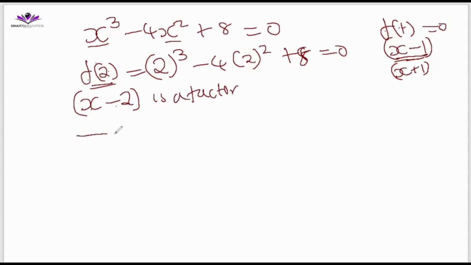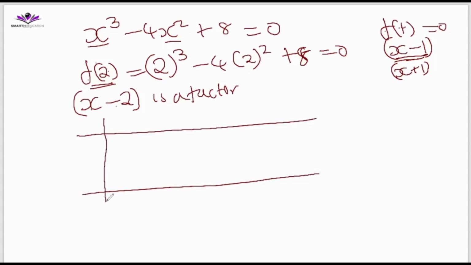Do the same thing. Draw your table like this, then draw your line like this. Then the value that gave you 0 is 2. You write it there, and then we must have our 4 numbers here. The coefficient of x cubed is 1. The coefficient of x squared is negative 4. What is the coefficient of x? We don't have it, so it means that the coefficient of x is 0. So you write 0. And then the constant is 8. So every time you must have 4 numbers at the top there.